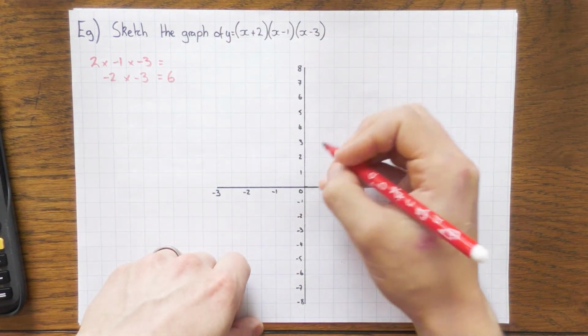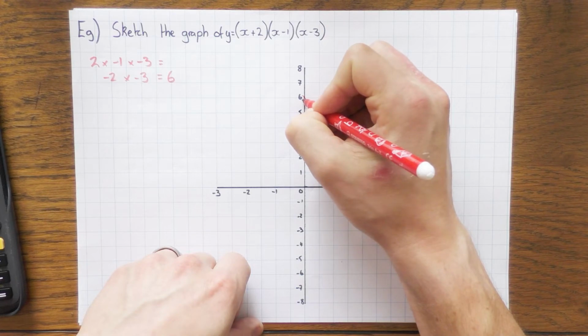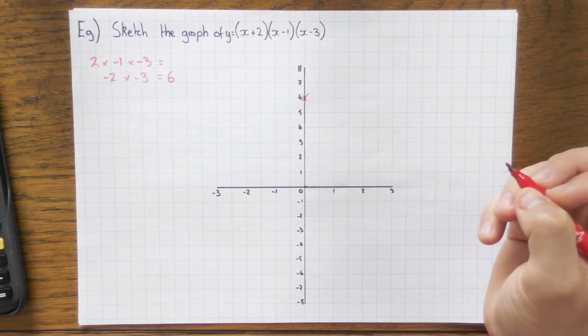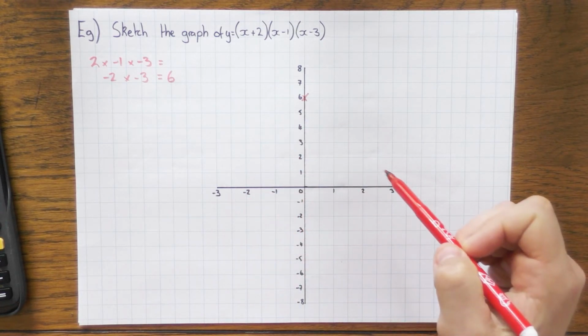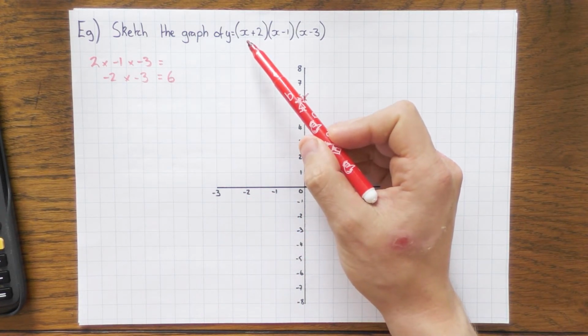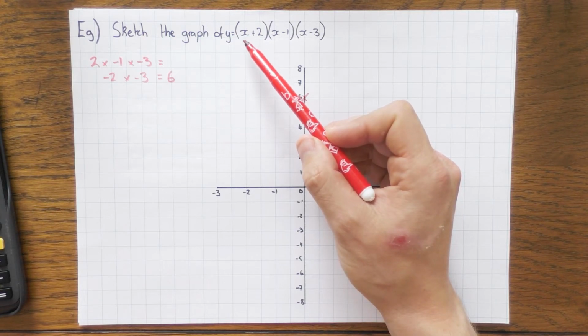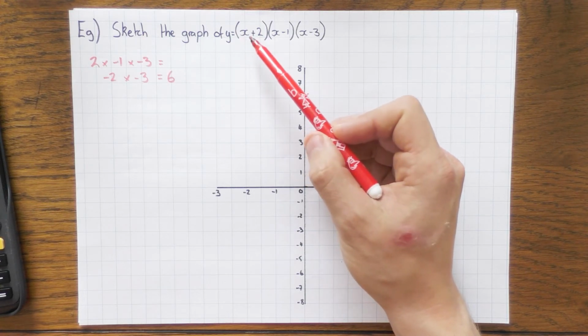So this one here will cross the y-axis at 6. So that's the first thing that you need to do. The second thing, as I said, is to find the roots. So this is where factorising into quadratics comes in handy, because, if you've seen that video, I talk about this.